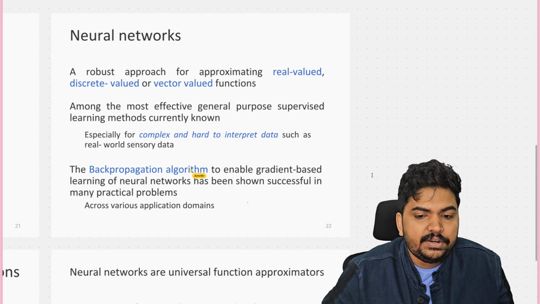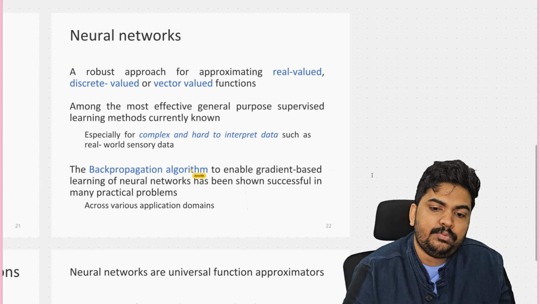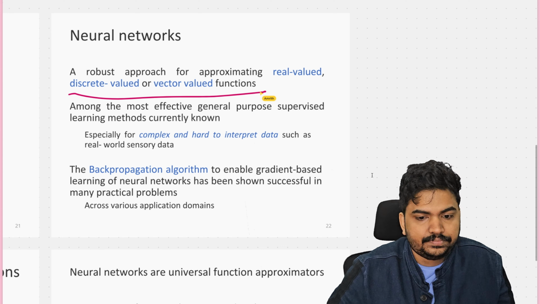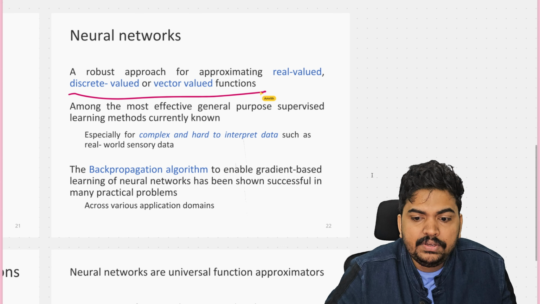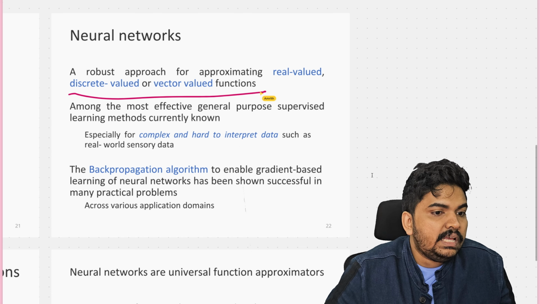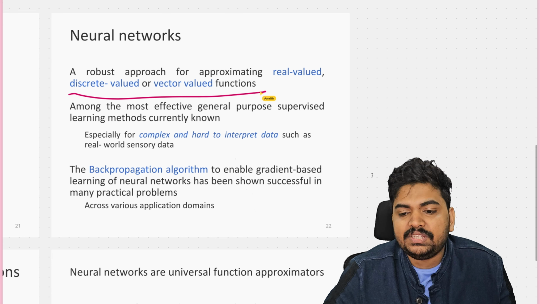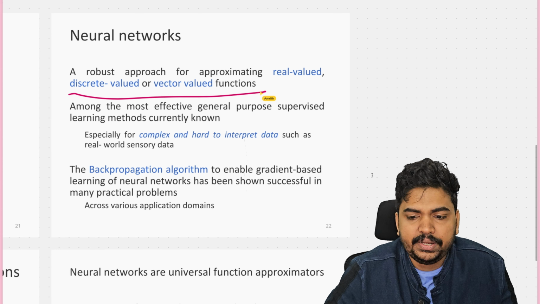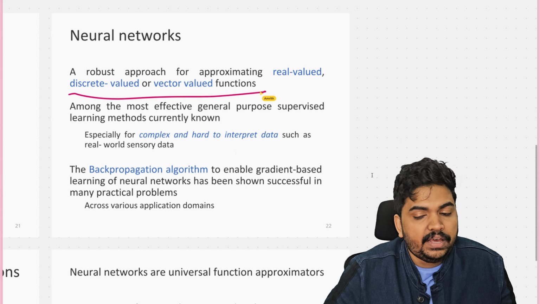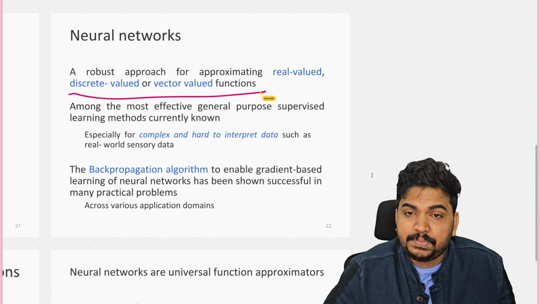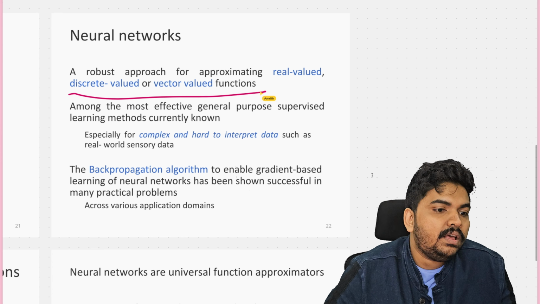So neural networks are a robust approach for approximating real valued, discrete valued, or vector valued functions. As of now, they are among the most effective general purpose supervised learning methods currently known. Please don't confuse it with AGI, or artificial general intelligence. What I'm trying to say here is that they can be used for a diverse set of specific tasks, but we still have to train each of them for the specific task.